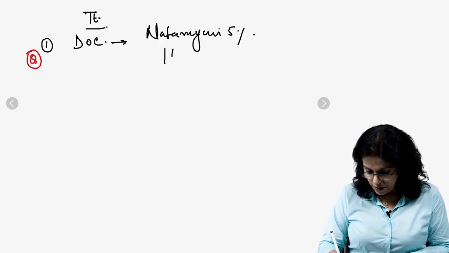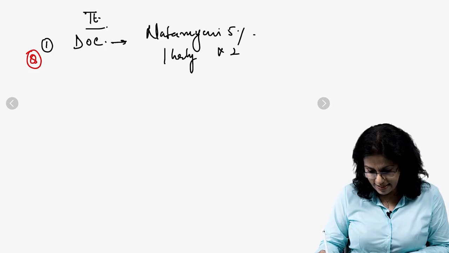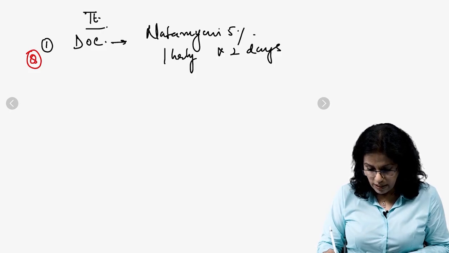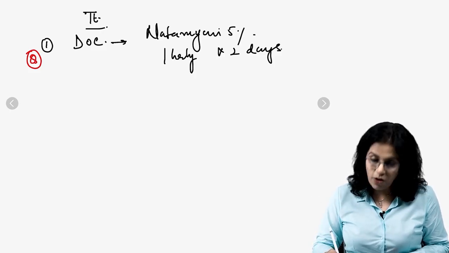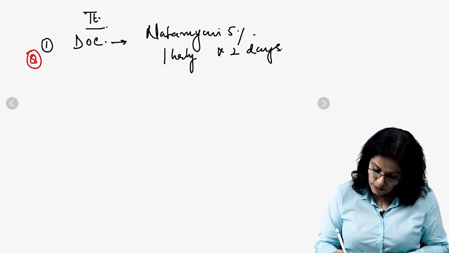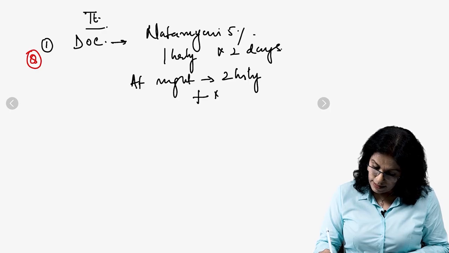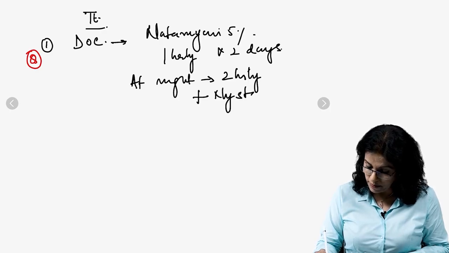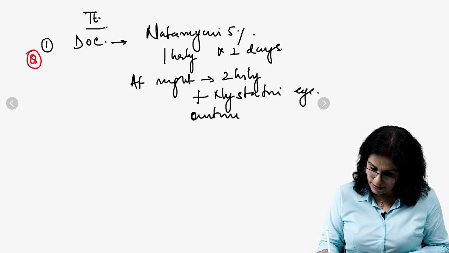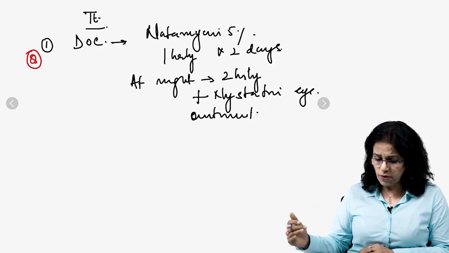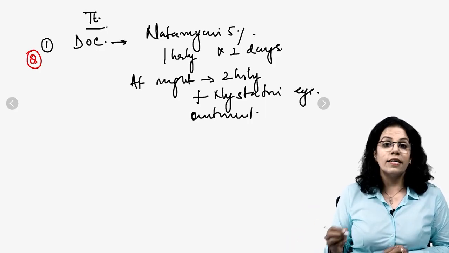Initially, you should give it very frequently, almost 1 hourly for 2 days, right? And of course, even at night, we prefer to give it along with nystatin eye ointment. I mean to say nystatin eye ointment, I'll correct here. So at night also 2 hourly. Now you started with this, and slowly after 2 days you may taper the frequency to 2 hourly. But you will first see whether it is responsive or not.